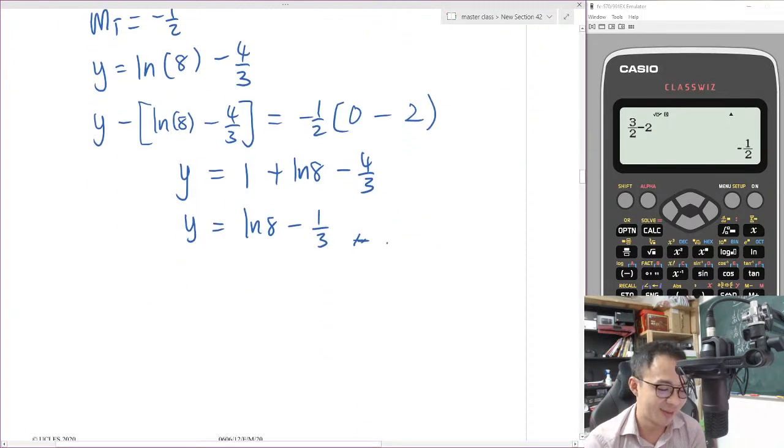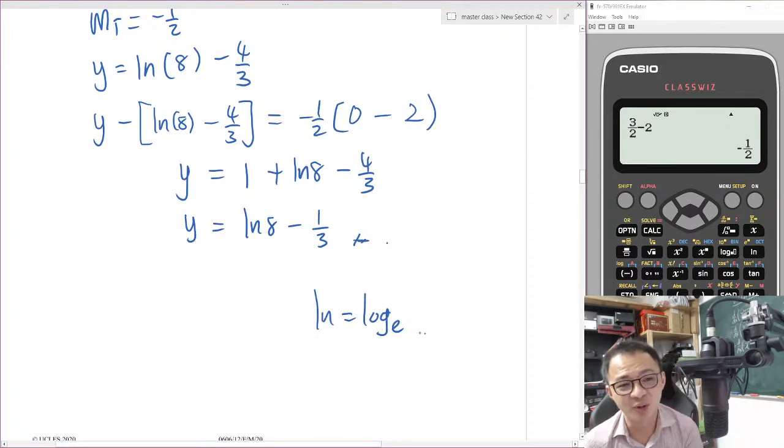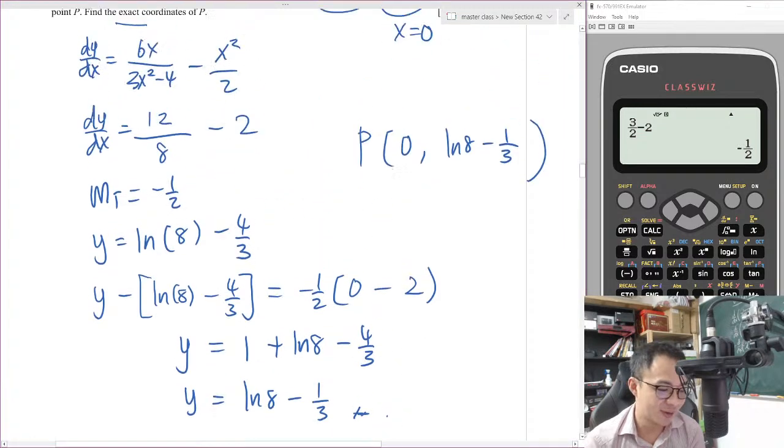A lot of students ask about ln. Ln is basically log base e. If you're an SPM student, you will never use it, but if you're an IGCSE student, please understand it. Alright, so this is how we do it.